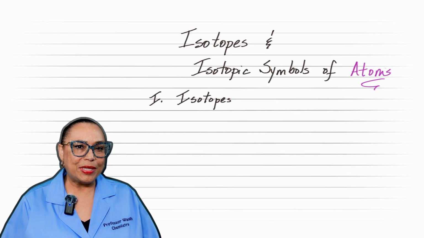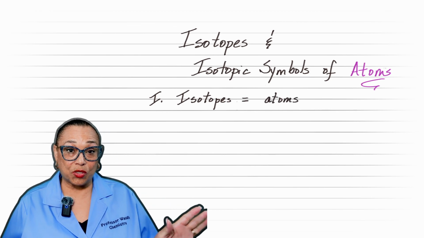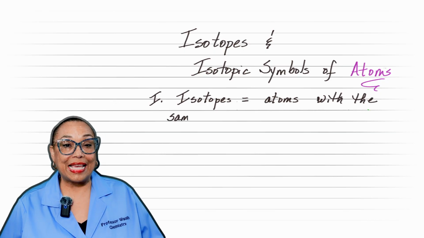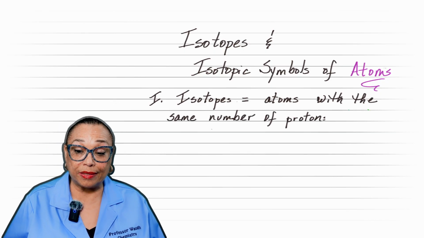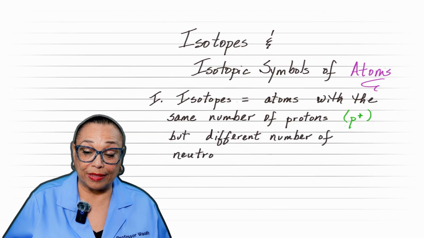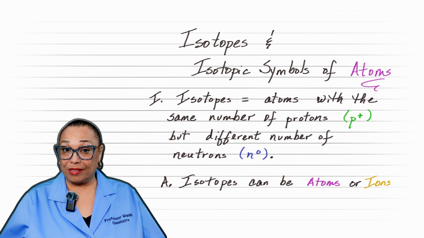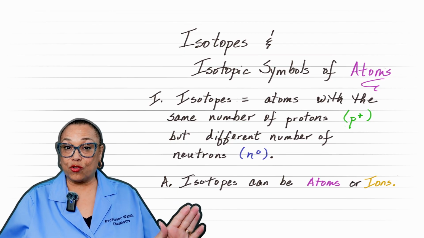So isotopes, what does that mean? All right, these are atoms or ions, we'll talk about that later, that have the same number of protons but different number of neutrons. An isotope can be atoms or ions. So you see, I didn't mention the electrons at all.